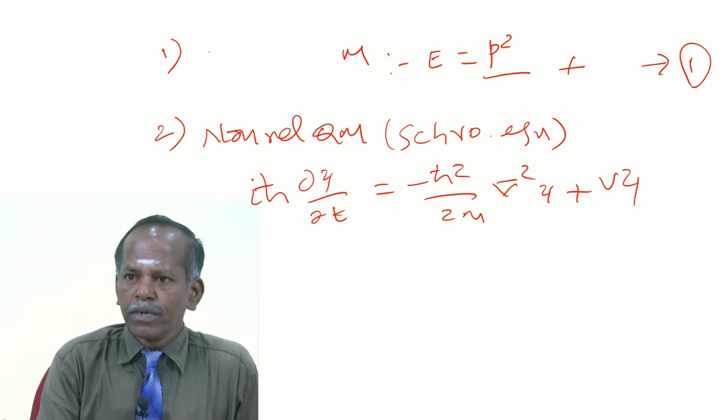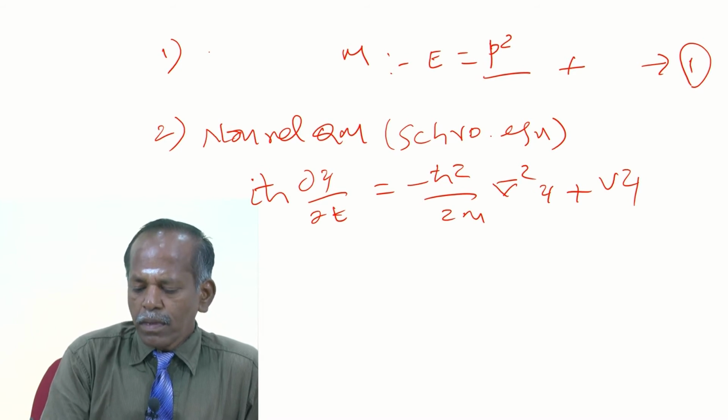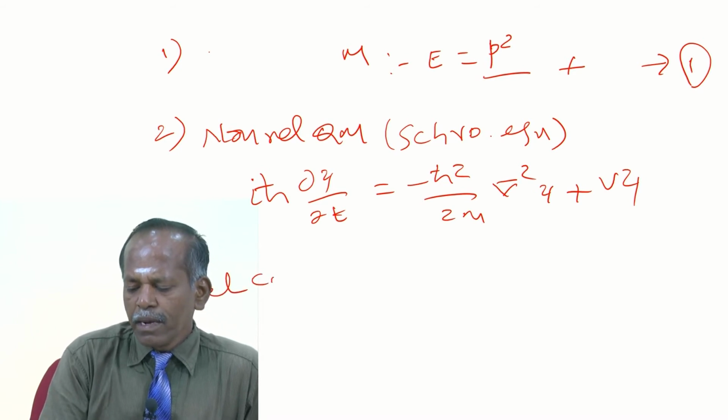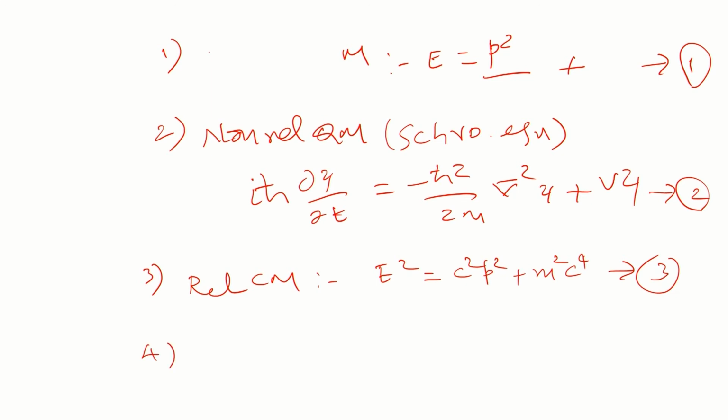It is the second equation. The third equation is the relativistic classical mechanical equation. It is available in the theory of relativity. The equation is E square equal to c square p square plus m square c power 4. Let it be equation 3. This is equation 2. And the fourth one is the relativistic quantum mechanical equation. This is unknown. How to develop this equation?